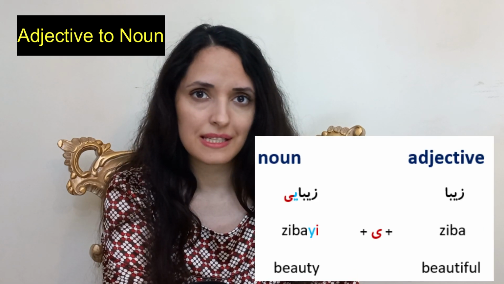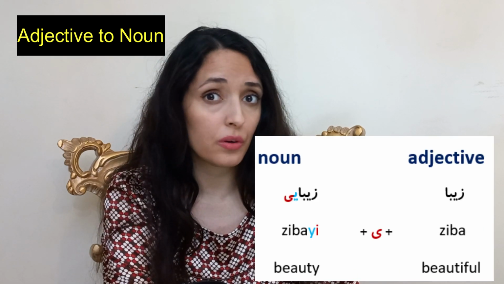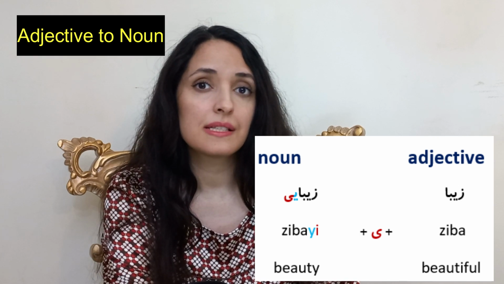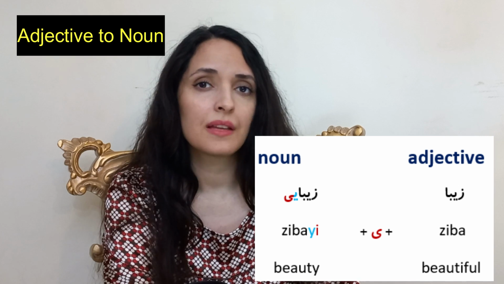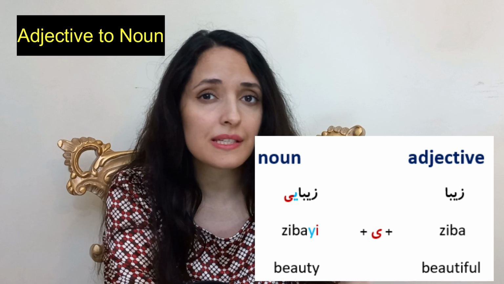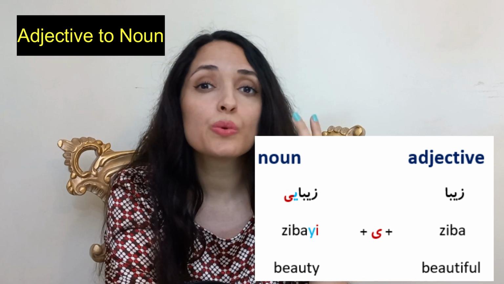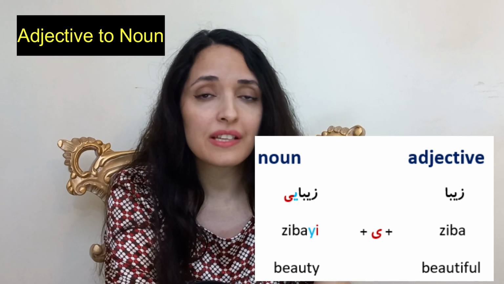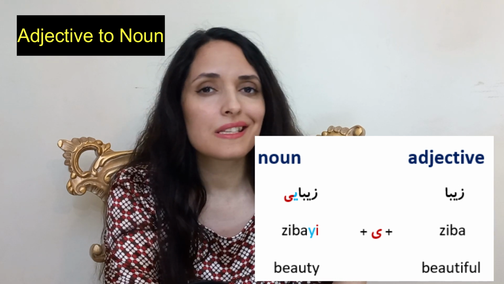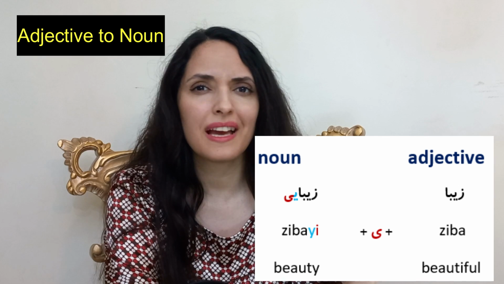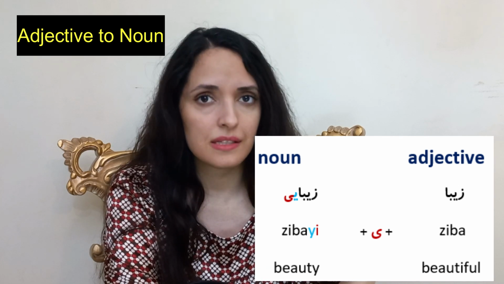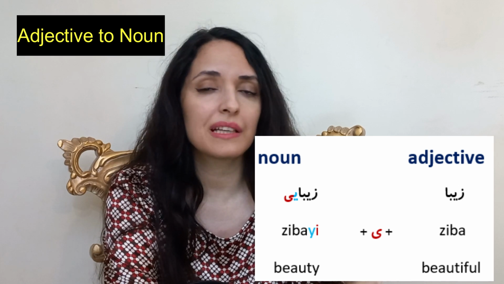زیبا، beautiful. زیبایی، beauty. Pay attention. For the ease of pronunciation, you add two ye at the end of the ziba. The pronunciation of zibai is not smooth and it's difficult, but zibaei is more smooth and better.